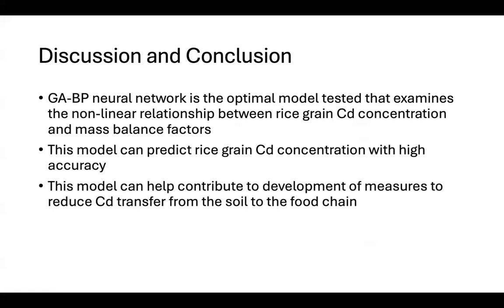The GABP neural network was found to be the optimal model tested that examines the nonlinear relationship between rice grain cadmium concentration and mass balance factors. This model was found to predict rice grain cadmium concentration with high accuracy and can contribute to the development of measures to reduce cadmium transfer from the soil into the food chain.